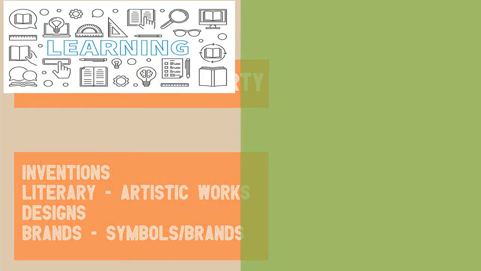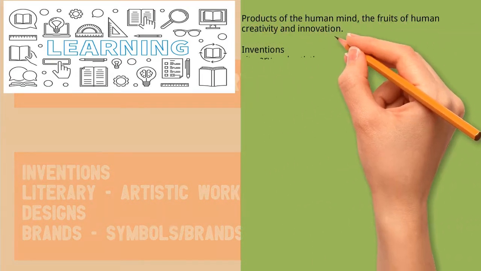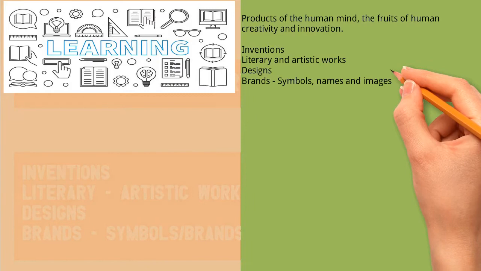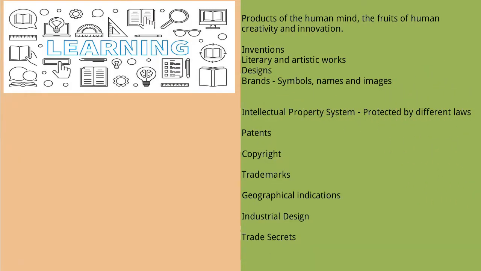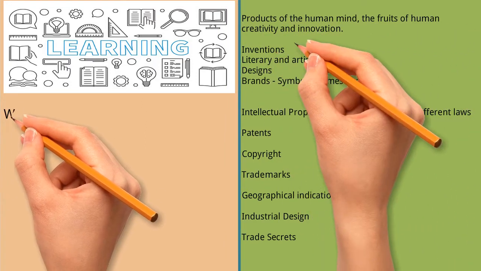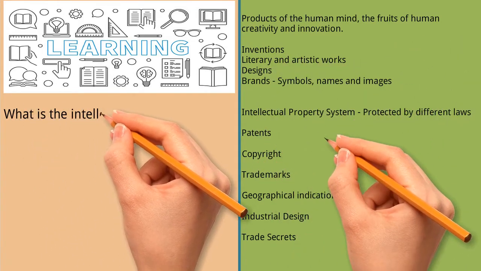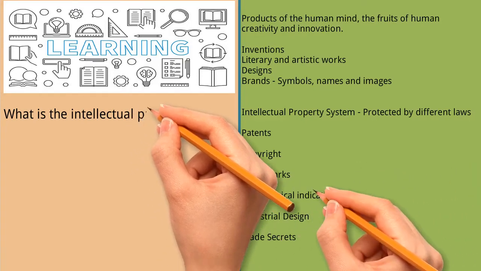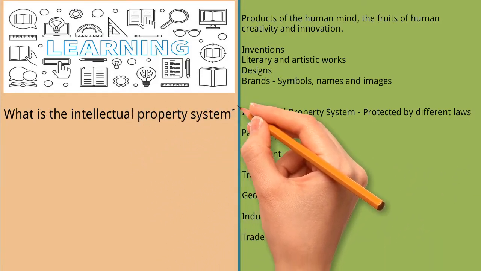This is still intellectual property, and we're focusing on the remaining parts of intellectual property. So if we do a quick recap of what we're looking at: products of the human mind, the fruits of human creativity and innovation. We're talking about inventions, literary and artistic works, designs, brands, symbols, names, and the intellectual property system in terms of patents, copyrights, trademarks, geographical indications, industrial designs, and trade secrets.